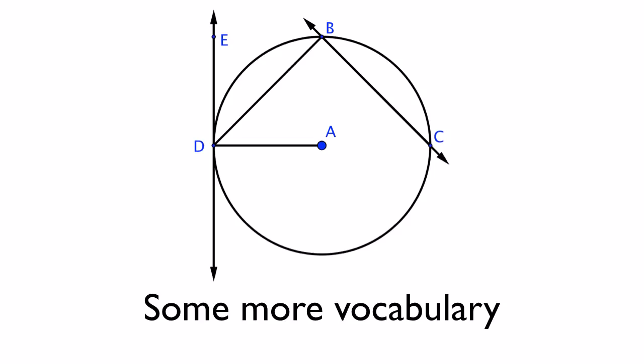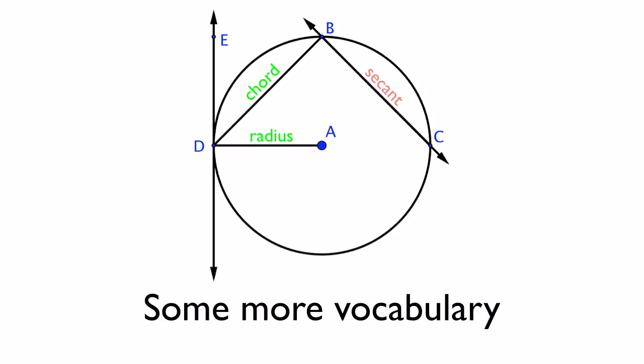Next, a little bit more vocabulary from section 10.5. So, quick review, we all know that segment AD is a radius. Segment BD is a chord. Remember, a chord is any line segment that has its endpoints on the circle.